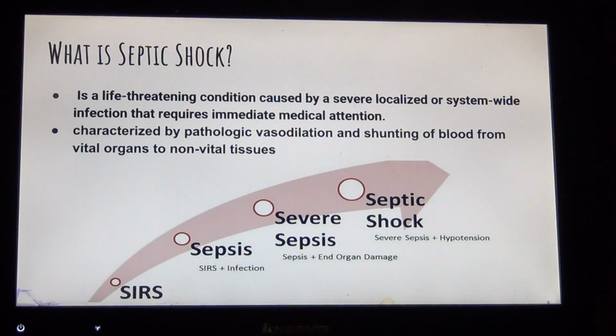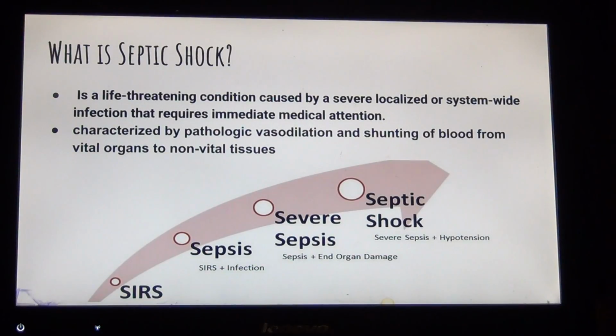What is septic shock? It is a life-threatening condition caused by a severe localized or system-wide infection that requires immediate medical attention, characterized by pathologic vasodilation and shunting of the blood from vital organs to non-invasive tissues.